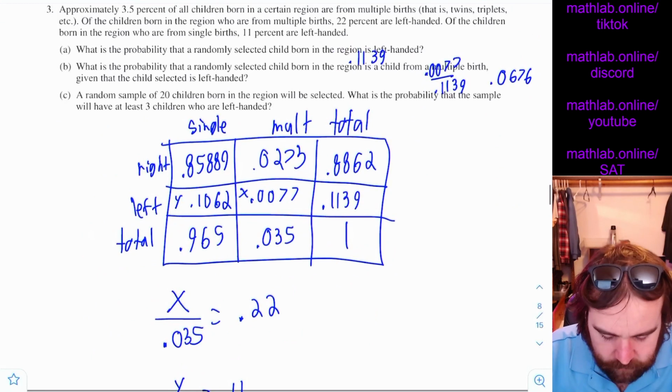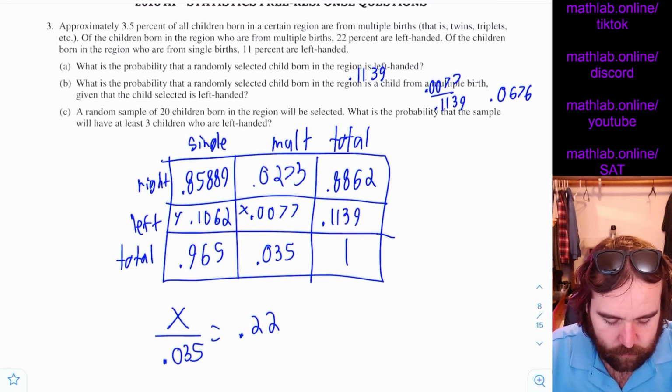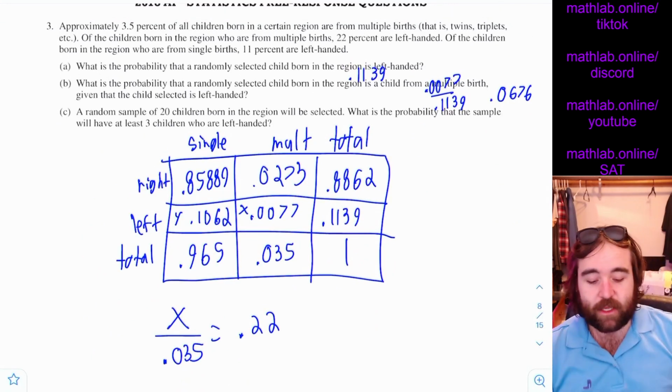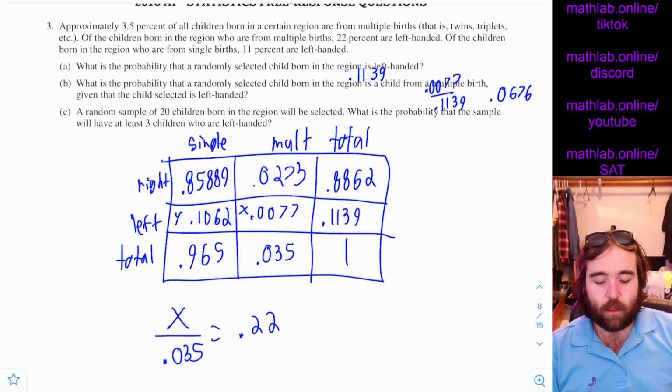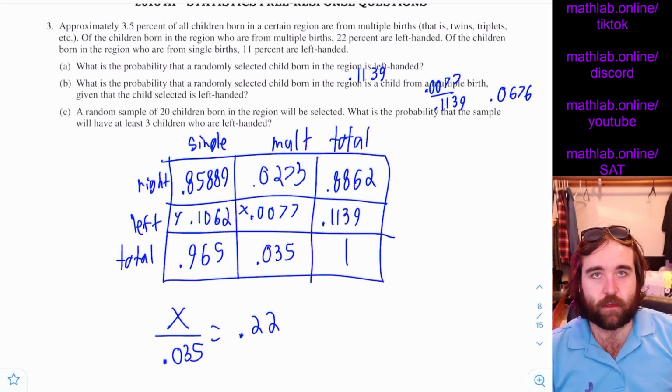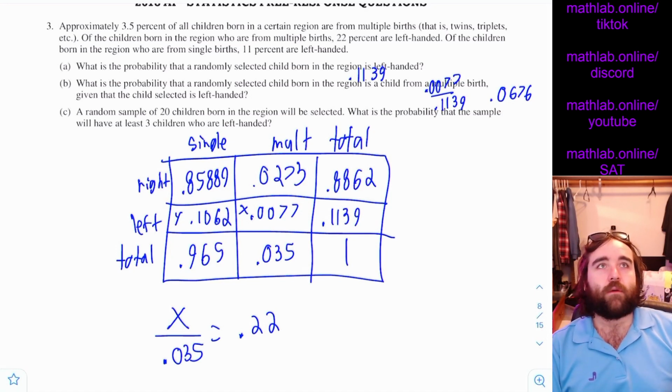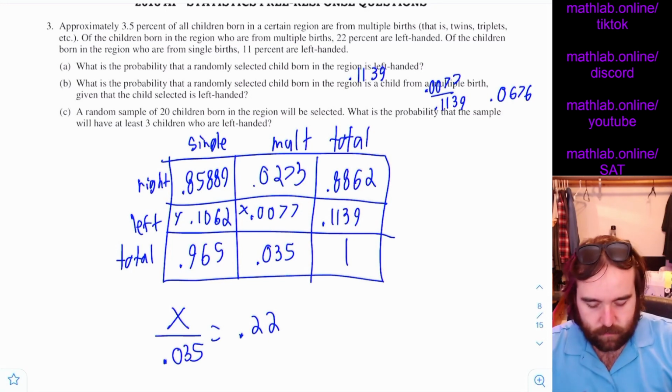A random sample of 20 children from the region will be selected. What is the probability that the sample will have at least 3 children who are left-handed? At least 3 children who are left-handed. So we don't want only 2 children, or 1 child, or 0 children.